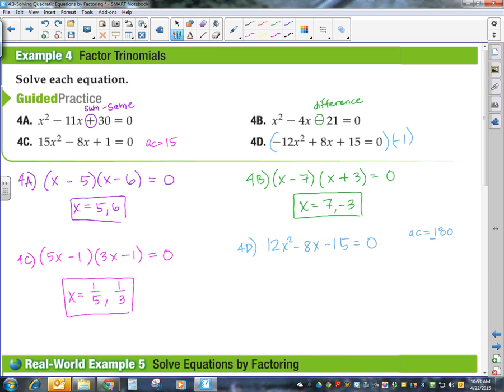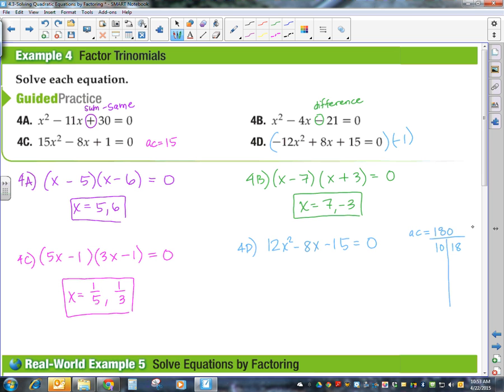And so I'm looking for the factors of 180 that subtract to give me 8. Well, y'all probably already figured it out that that, of course, is 10 and 18. Okay? I can do this by grouping. I can do it by the ratio.